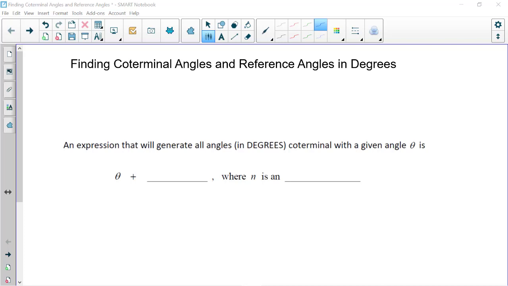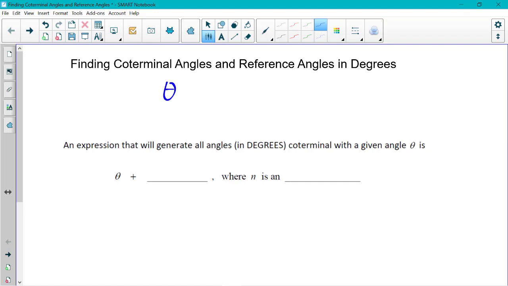Hello, let's do a review of finding coterminal angles and reference angles in degrees. So we know coterminal angles are any angles that have the same initial side and the same terminal side. They just might have a different amount of rotation.